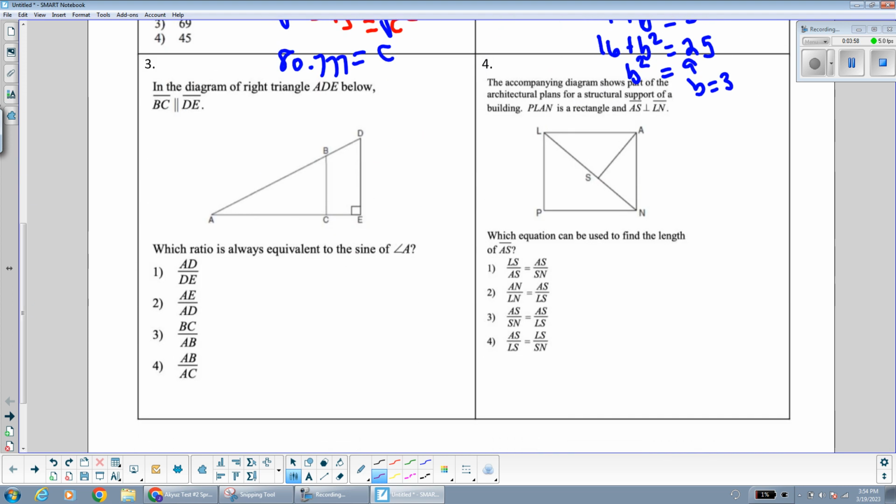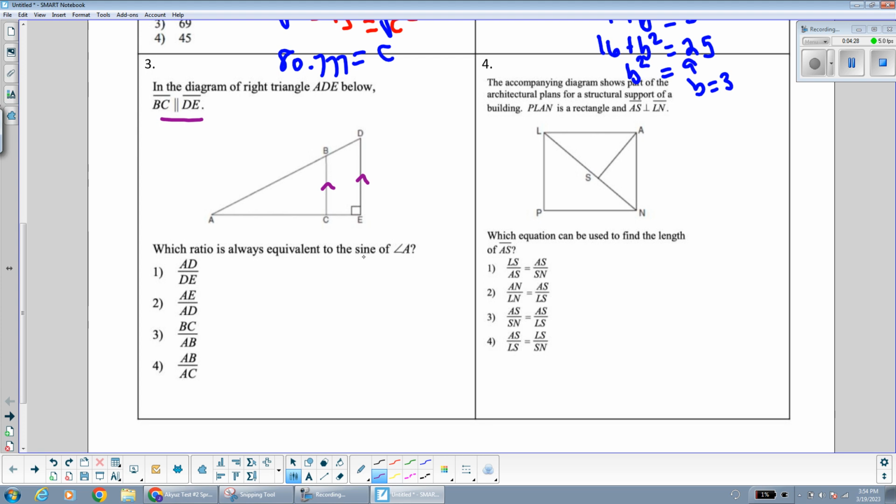Okay, so we're talking about two triangles here. Well, triangle ADE. But in triangle ADE, we know that BC is parallel to DE. And remember, if we have a triangle that has a segment parallel to the base, it creates two similar triangles. The small triangle is similar to the big triangle. Keep in mind, similar triangles have congruent angles and proportional corresponding sides.